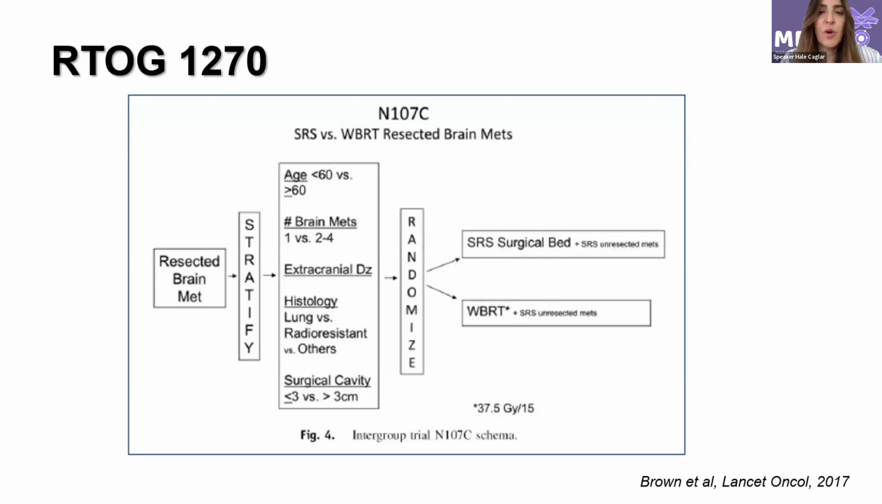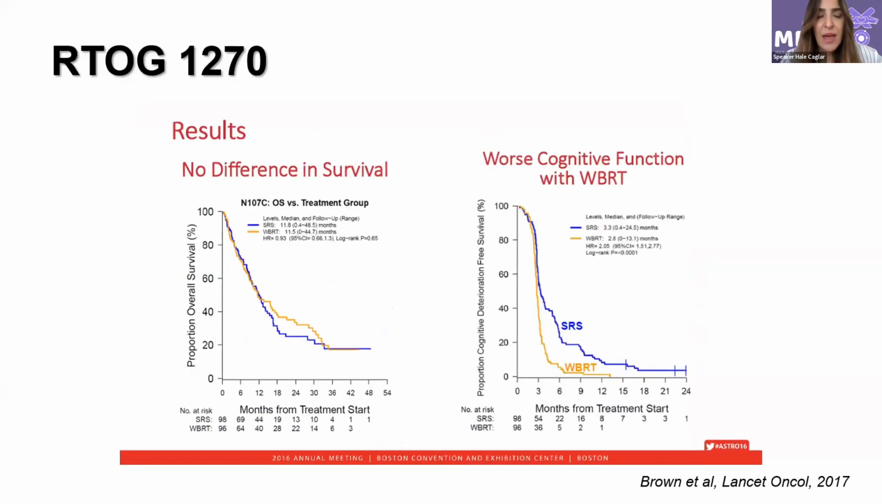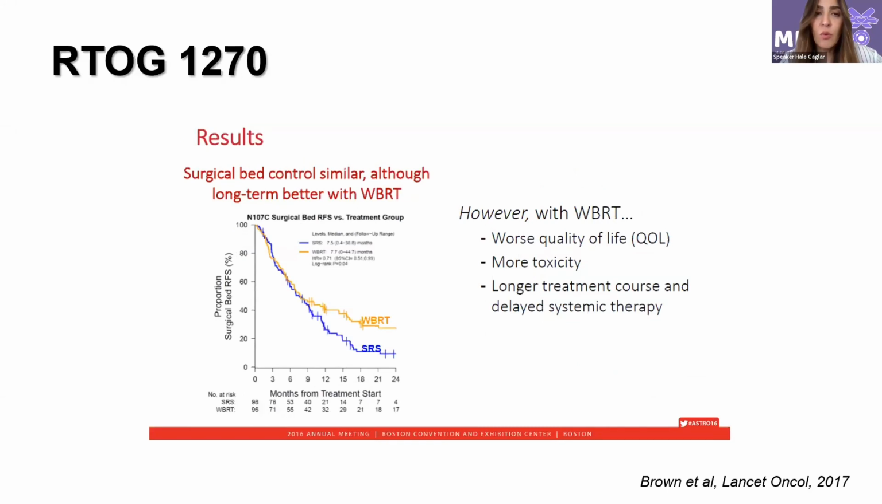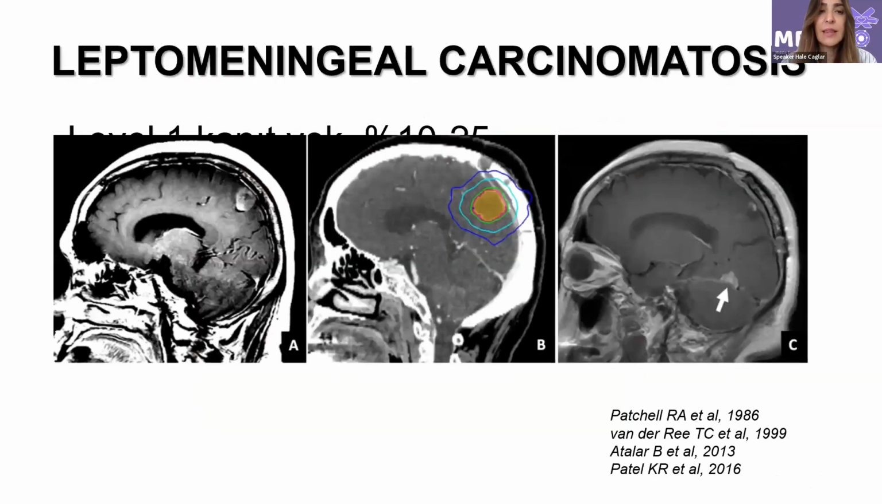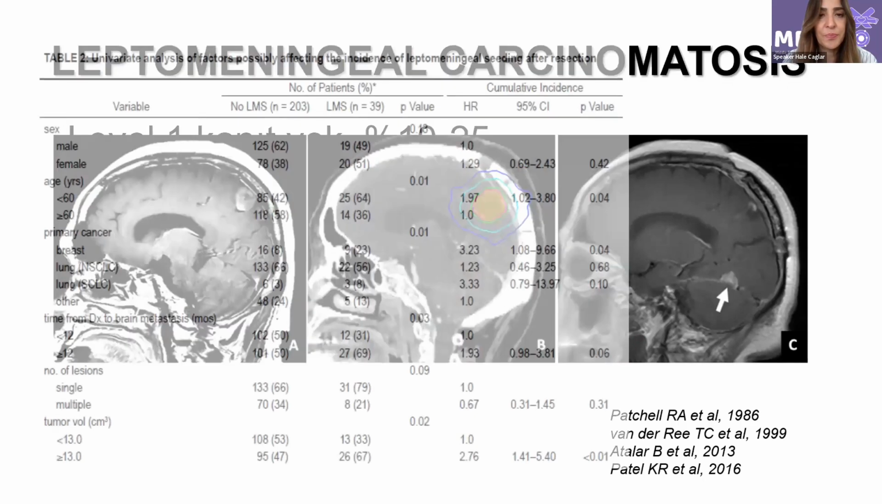This trial randomized SRS to the surgical bed versus whole brain radiation after brain metastasectomy. There were no differences in survival. With the addition of whole brain radiation, there was worse cognitive function, but the local control was better with whole brain radiation compared to cavity SRS. So we need to decide on the need for surgery for this group of patients. And leptomeningeal carcinomatosis is another issue after metastasectomy, so we need to take this into account.